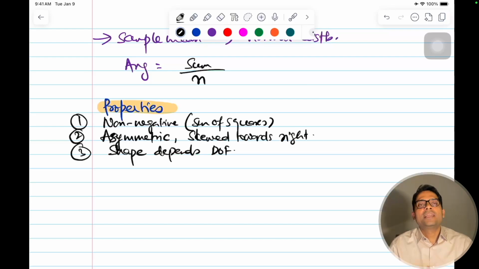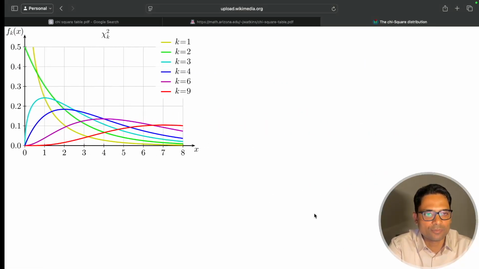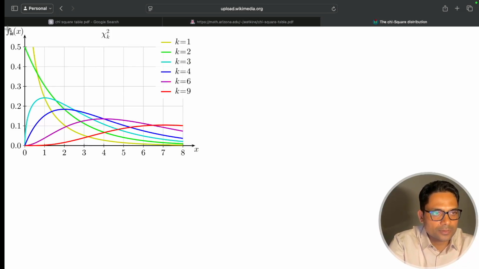As the degrees of freedom increases more and more, it will become more and more symmetrical, and when it becomes very large, it will be very close to the normal distribution. It will become symmetric. Let me show you the distribution. I have opened it here. This is Wikipedia. This is the chi-square distribution, right? Let me take a screenshot of this.